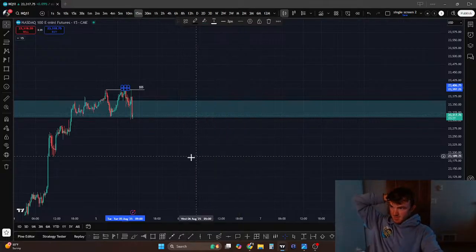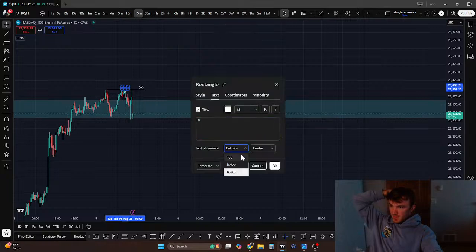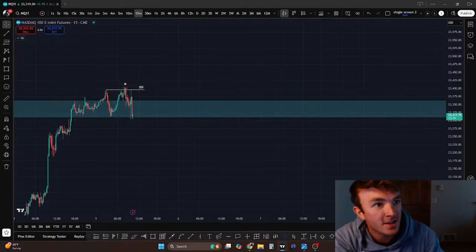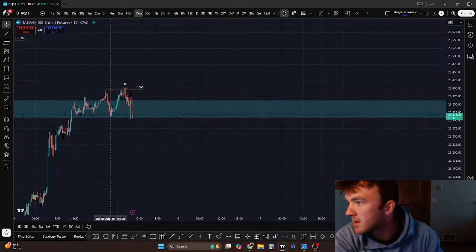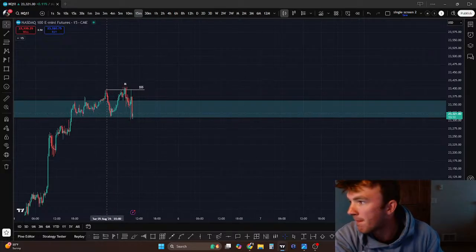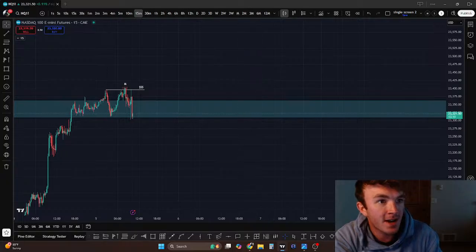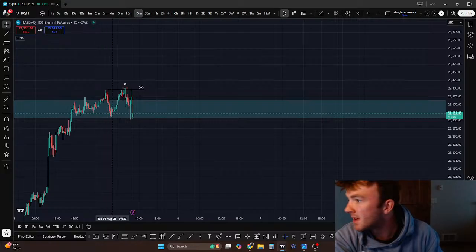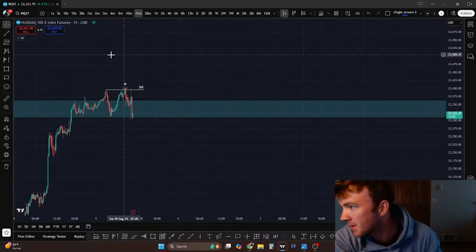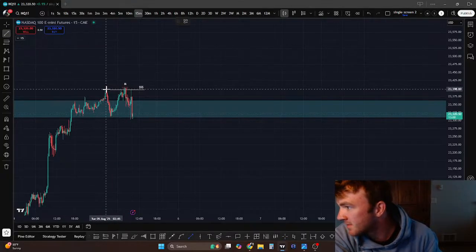Right, because it's also 12-hour CRT to the downside. And we have SMT with that high still. So that same SMT from my initial trade is still holding, which, you know, goes to show I was right initially.